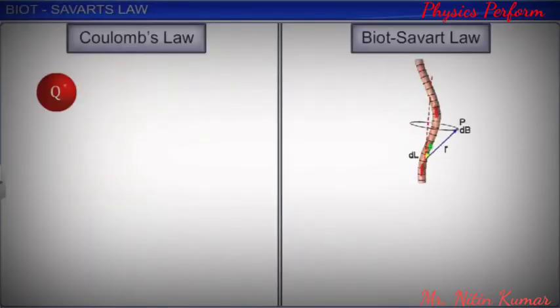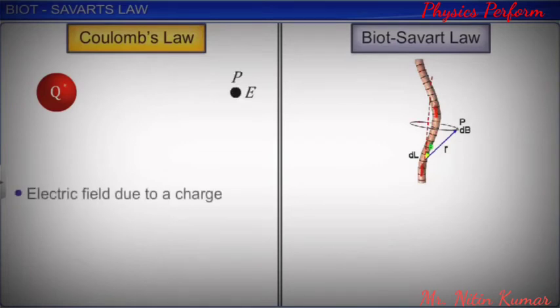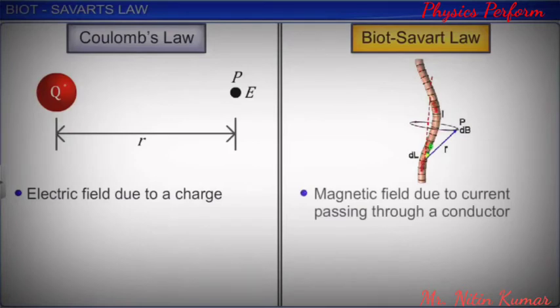Now, let us compare the Biot-Savart law with Coulomb's law. Coulomb's law gives the electric field due to a charge at a distance r from the charge, where the source of the electric field is the charge. The Biot-Savart law gives the magnetic field due to current passing through a conductor, where the source of the magnetic field is the current passing through the conductor. According to Coulomb's law, the electric field due to a charge is inversely proportional to the square of the distance between the charge and point P.